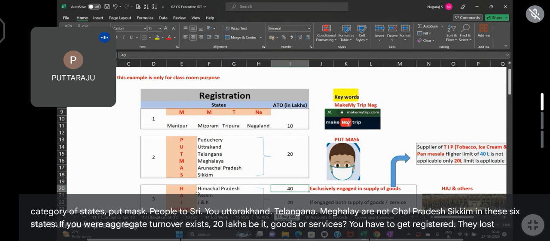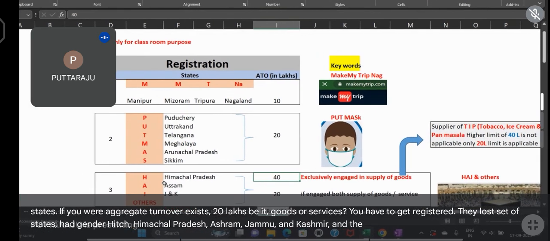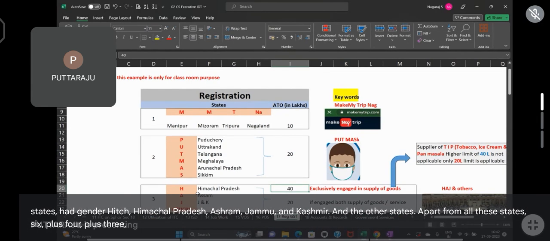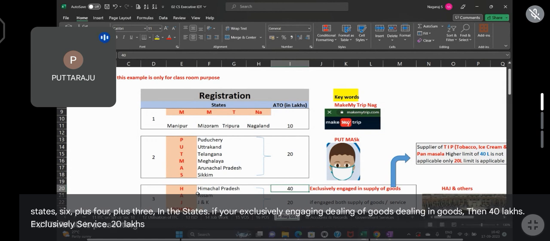The last set of states, Hajj and others: H Himachal Pradesh, Assam, Jammu and Kashmir, and the other states apart from all these states. 6 plus 4 plus 3. In these states, if you are exclusively engaged in dealing in goods, then 40 lakhs. Exclusively services, 20 lakhs. If you are doing both, then it will be 20 lakhs. Understood?